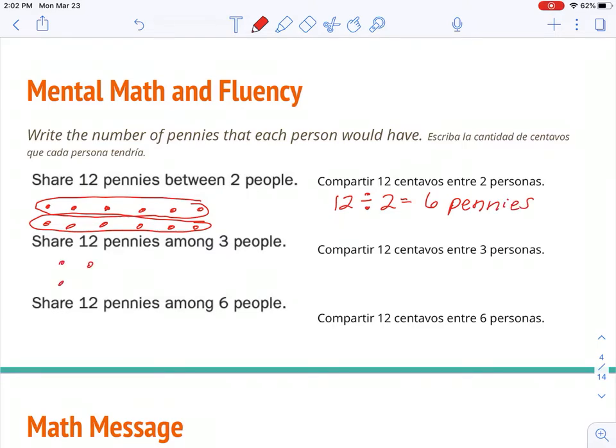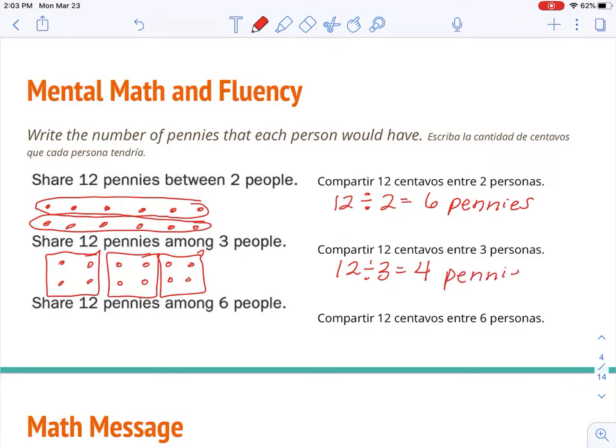Now I have the same amount of pennies, still my 12. I think that's 12. 1, 2, 3, 4, 5, 6, 7, 8, 9, 10, 12. Nope, too many. Okay, so there I have my 12 pennies, and this time I'm dividing it into 3 groups. If you know your math facts, you probably already know the answer to that. So we have 1, 2, 3 groups. That's why it's really important to remember our math facts so that we can do these problems easily. So we have 4 pennies per person when we have 3 people.